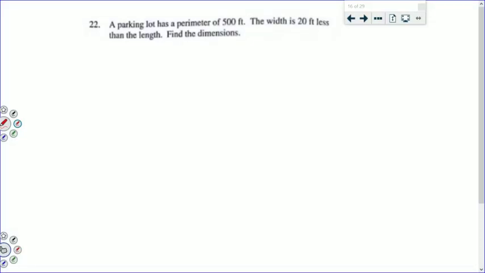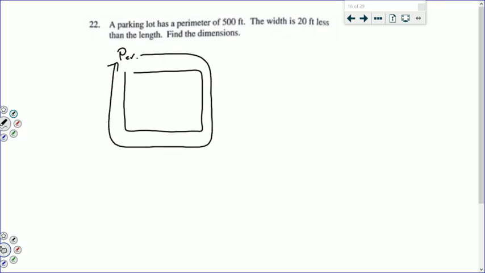All right, so a parking lot has a perimeter of 500 feet. The width is 20 feet less than the length. Find the dimensions. This is one of those things where I'm going to ask you to remember some stuff about geometry. So first thing I would recommend is drawing the parking lot. A parking lot generally is going to be a rectangle. And we know that perimeter is the distance all the way around the parking lot.